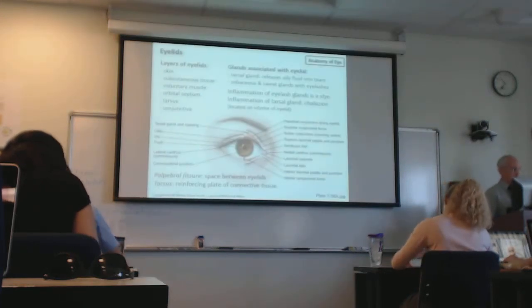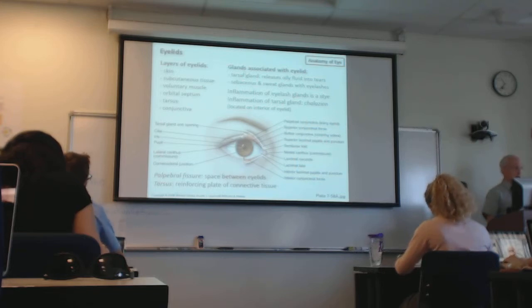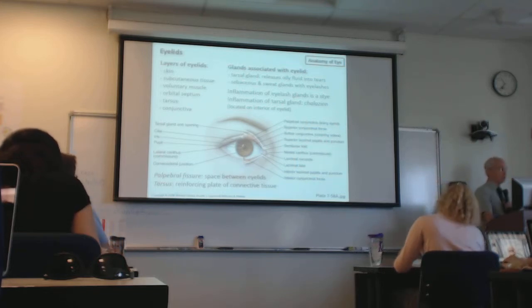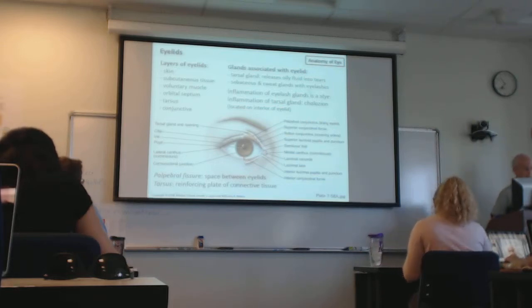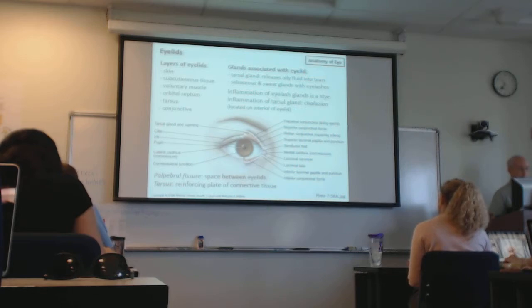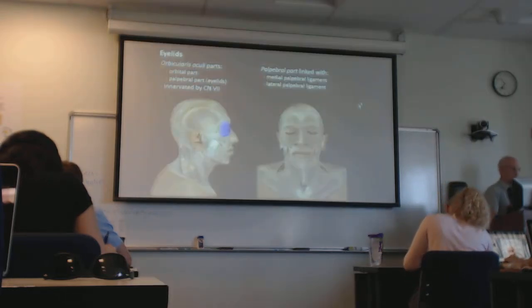We'll have a better illustration of the tarsus, so let's not read about that too much. There's a distinction between the two major classes of gland up here, the tarsal gland and the glands of the eyelashes. We'll have a better illustration of that in just a moment. Inflammation of the eyelash glands, the cilia, is called a stye. Inflammation of the lid, more approximately the lid, is called a chalazion. And we'll look at examples of those.